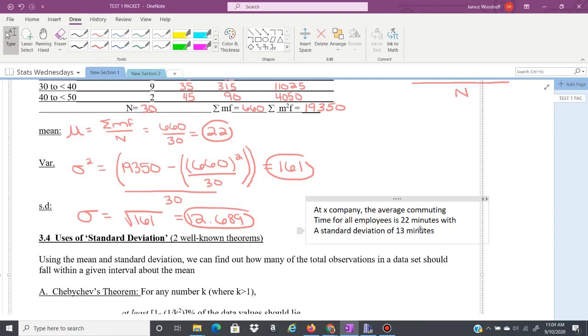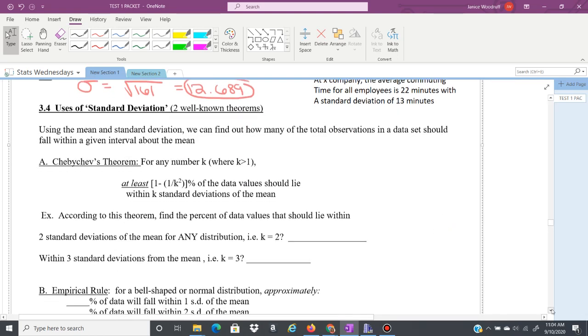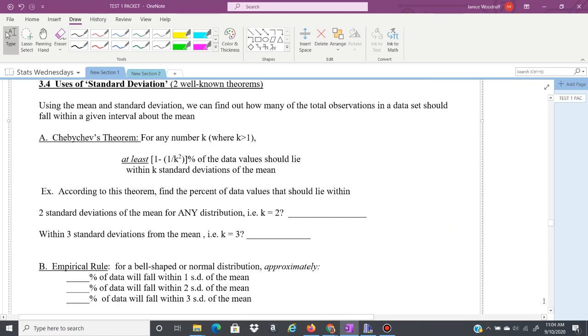Okay, so then we have some uses of standard deviation. We're going to talk about 2 theorems. You have the Chebyshev theorem, which is not really that widely used. We're not going to use it after this chapter. We are going to use the empirical rule after this chapter. Bear with me. And again, these formulas are on the formula sheet, I'm not sure about the empirical rule, but I know Chebyshev's is. It's kind of fun to say, but it's not used that much.